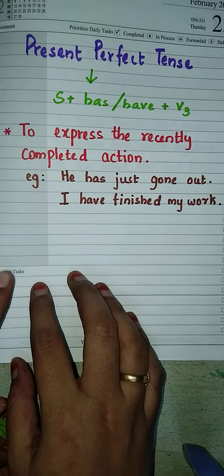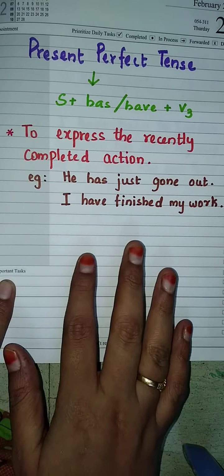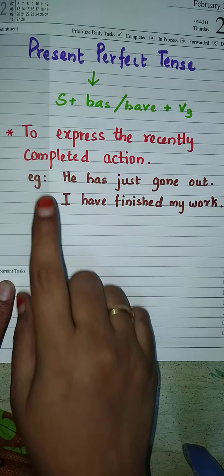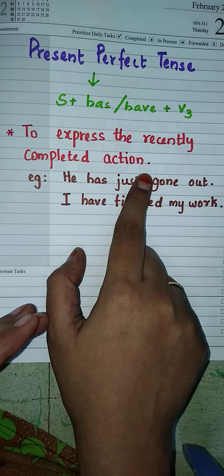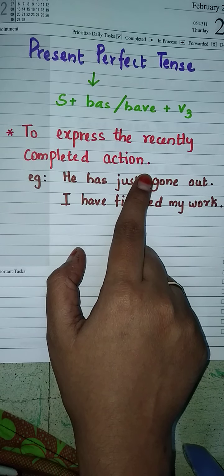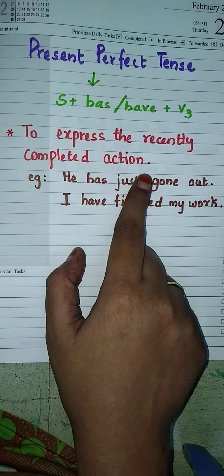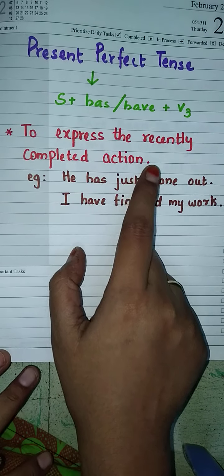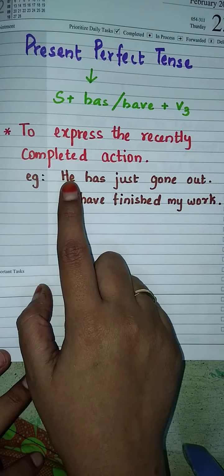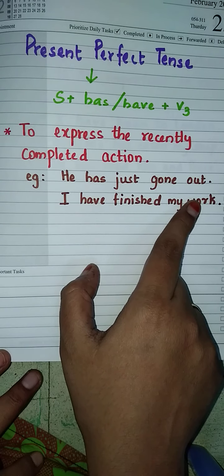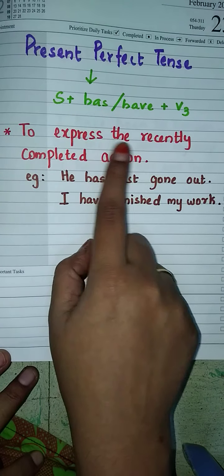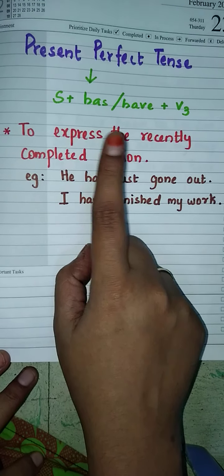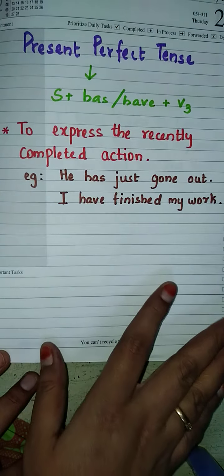The first situation is we use present perfect tense to express a recently completed action. So, the action which got completed just now. For that, we will be using present perfect tense. See the examples here. He has just gone out. I have finished my work. So, to express a recently completed action, we use present perfect tense.